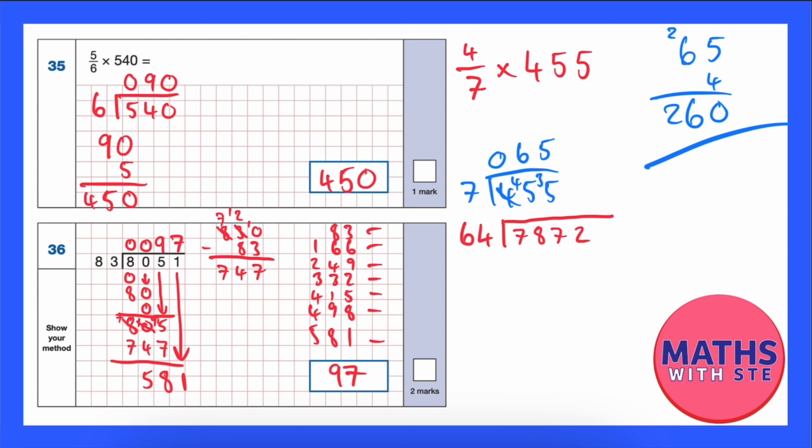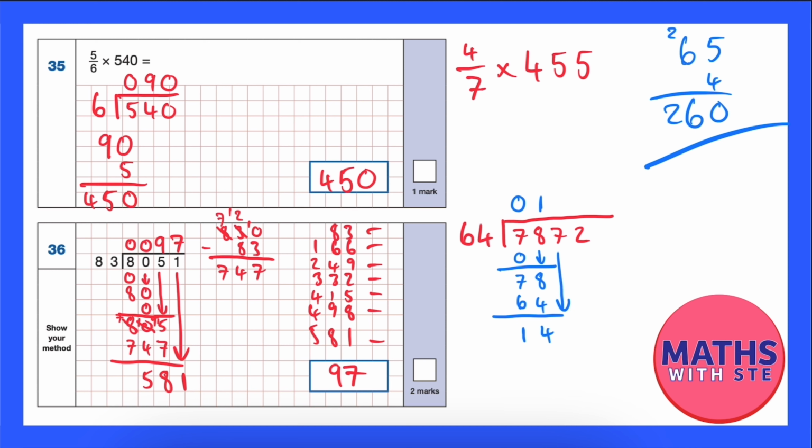Okay, now I'm just going to make myself some room here because this is going to be horrible. Okay, let's go. So 64 goes into 7, 0 times. 64 times 0 is 0. Okay, and 7 take away 0 is 7. Bring down that 8. 78. 64 goes into 78 one time. And 1 times 64 is 64. And 78 take away 64. 8 take away 4 is 4. 7 take away 6 is 1. Bring down the 7. Okay, not great, but not too bad, is it?